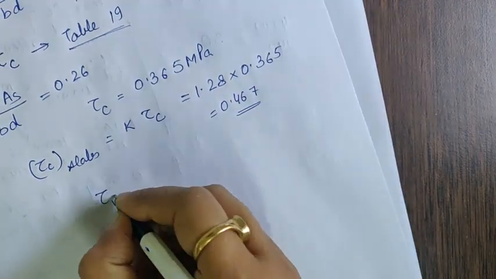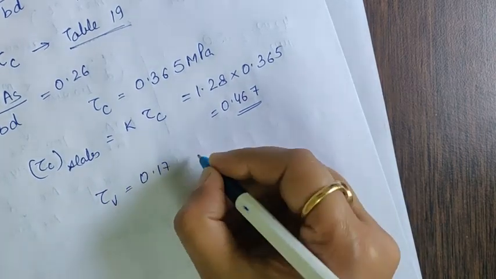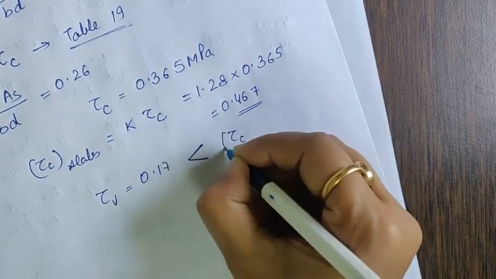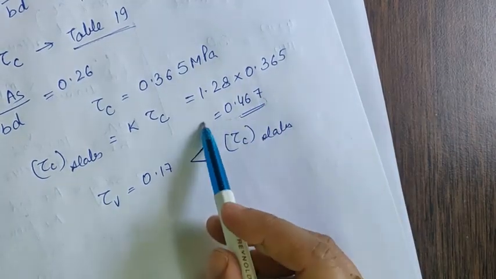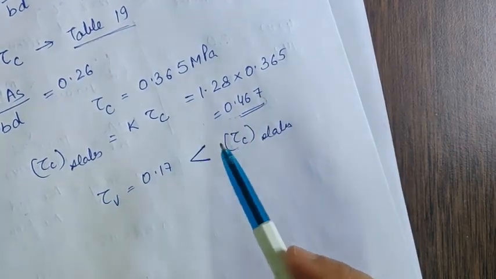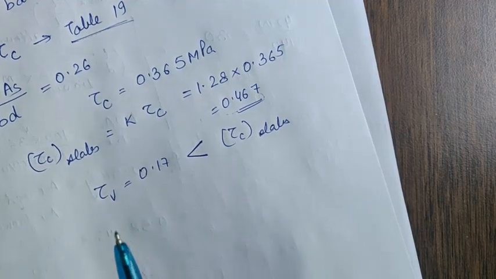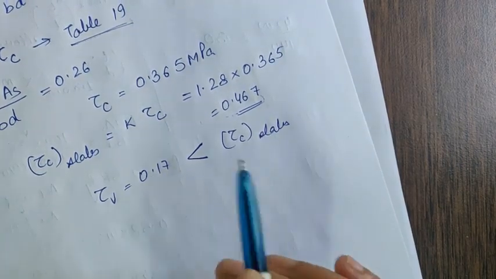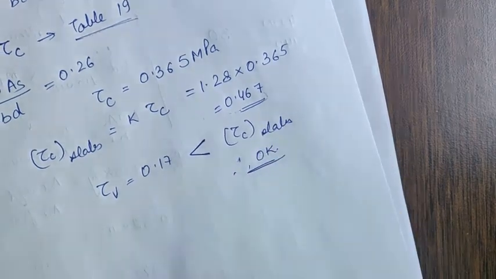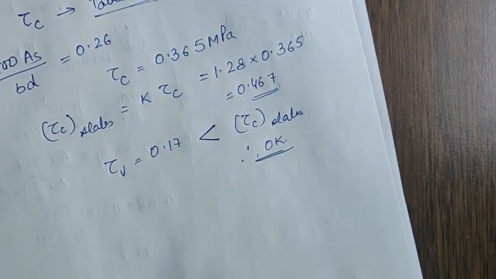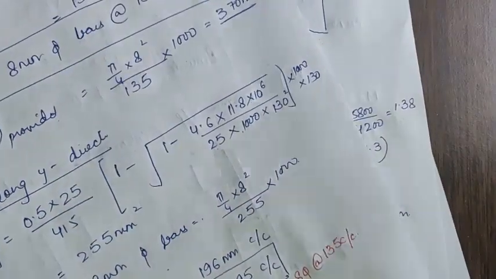Tau v was 0.17. It is clearly less than tau c for slabs. Rather, it is very low as compared to the value of 0.46. That is why we say that the slabs are generally very safe in shear. They generally do not fail in shearing. So this check is also okay. Clear?